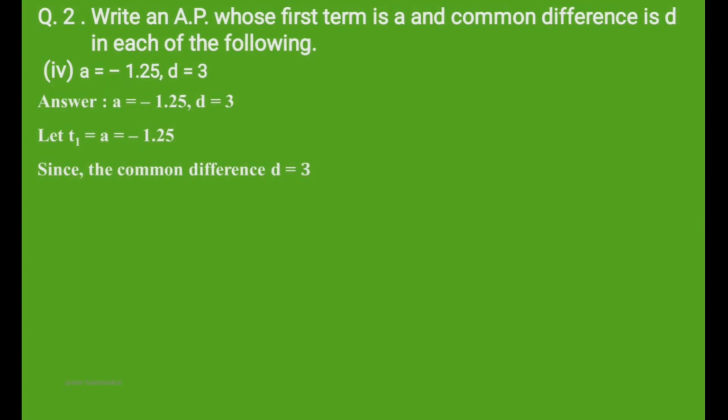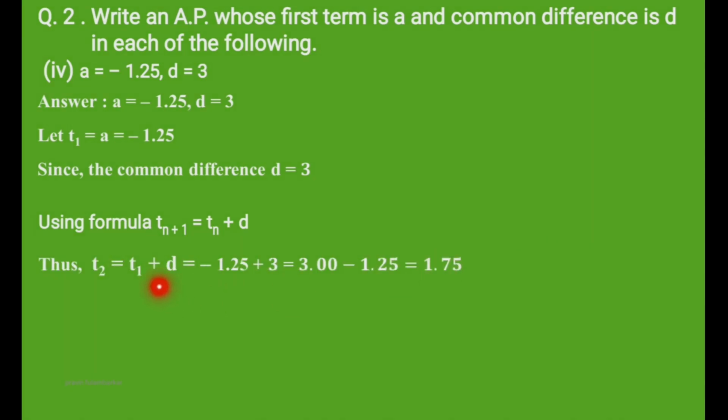Now we use the formula Tn plus 1 equals to Tn plus d. We find second term. So we write here T2 equals to T1 plus d. T1 is minus 1.25 and d is 3. So minus 1.25 plus 3, that is 3 minus 1.25. So for our convenience write this 3 as 3.00. So after subtracting this we get 1.75, which is second term.